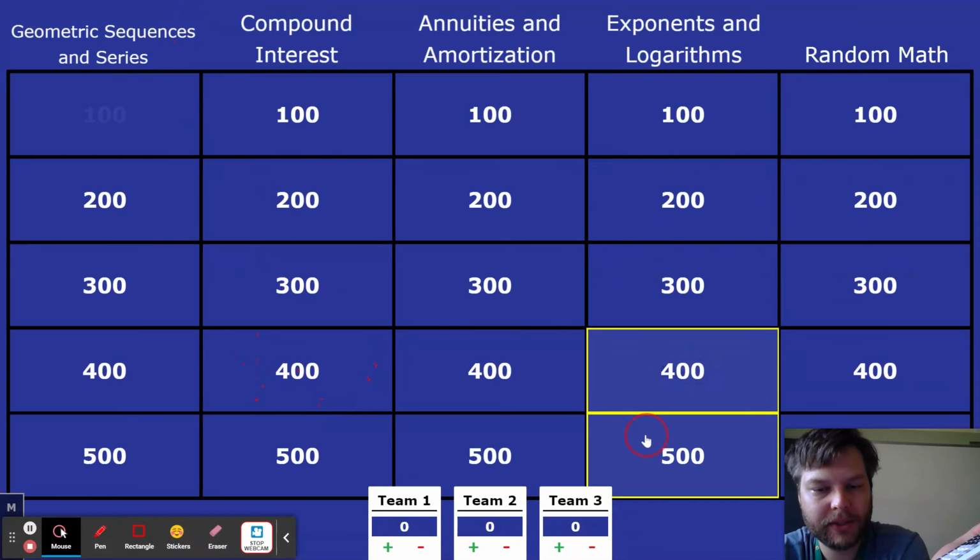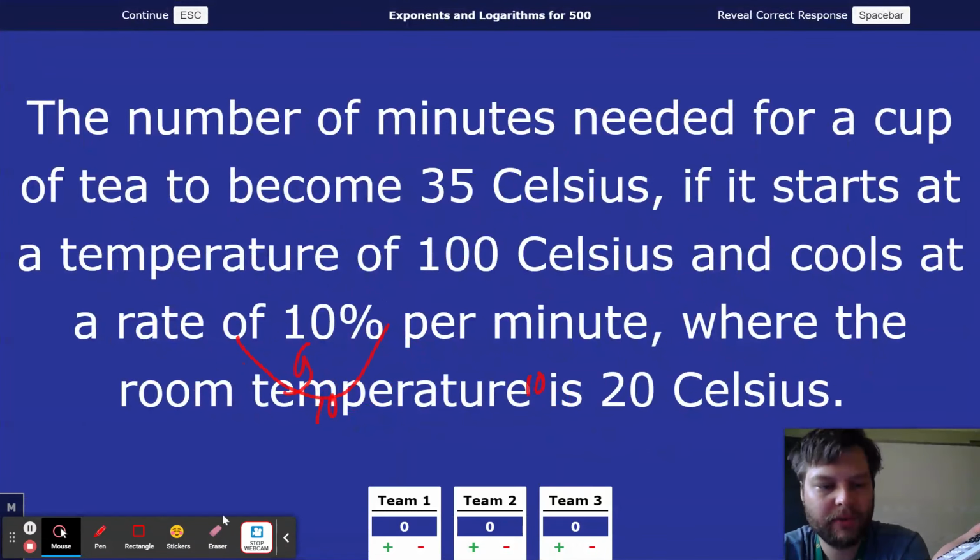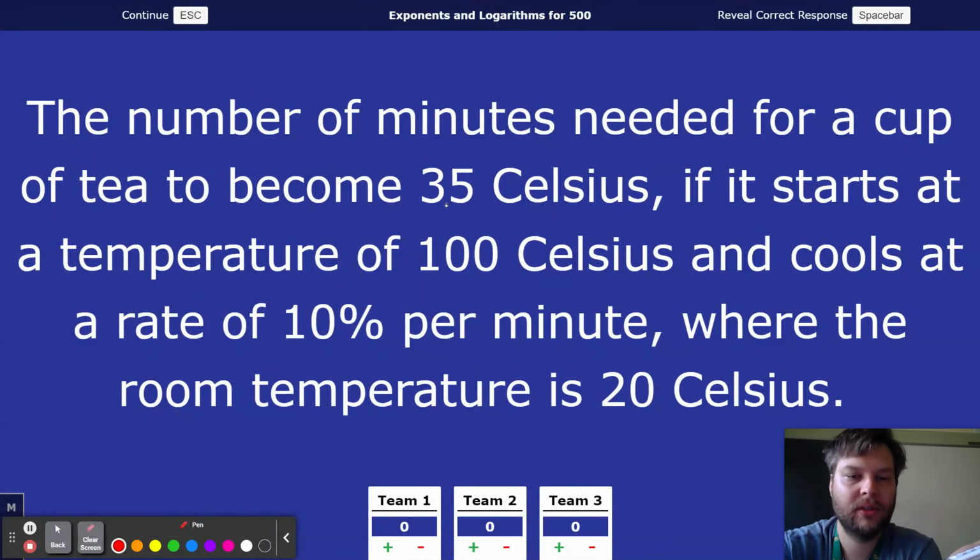Now we're on the last one. The number of minutes, okay, we're doing a word problem. Number of minutes for a cup of tea to become 35, starts at 100, cools 10% a minute, room temperature is 20. All right, so we got a bit of a doozy here. So here's the cup of tea. It cools down at 10% per minute. So it's keeping 90% of its temperature here.